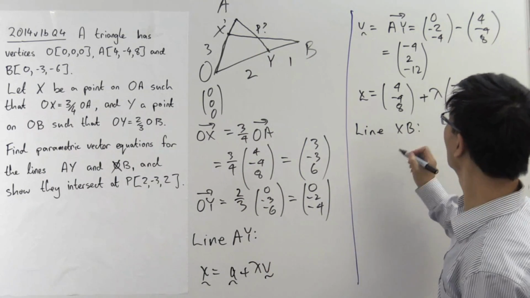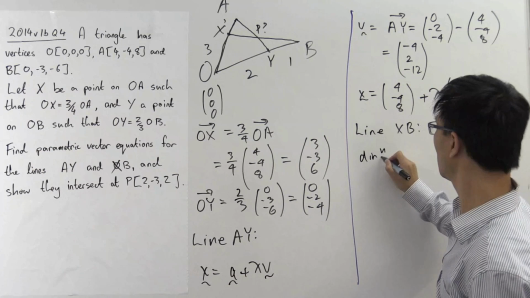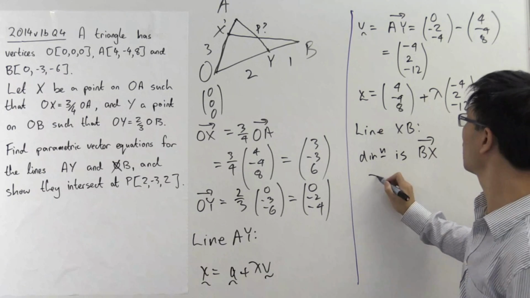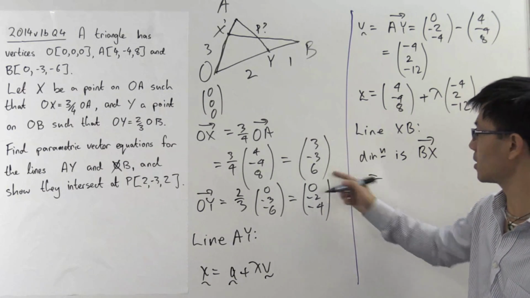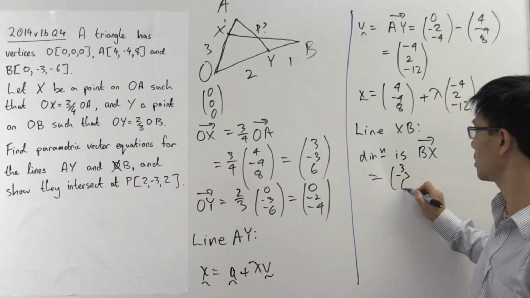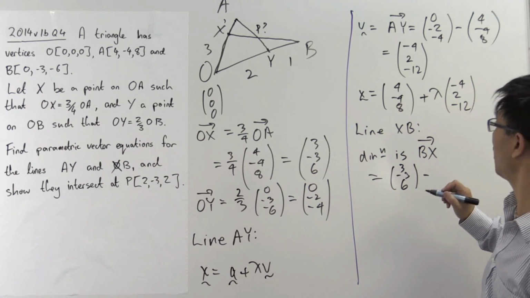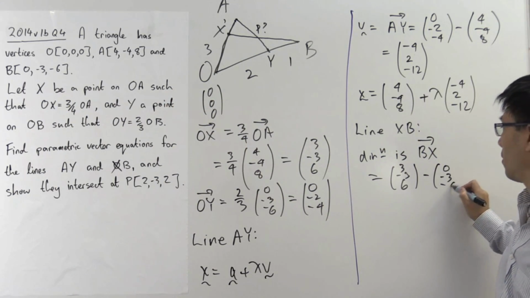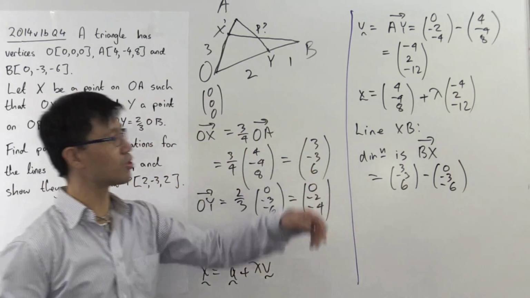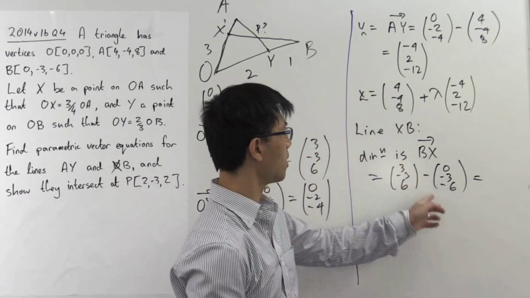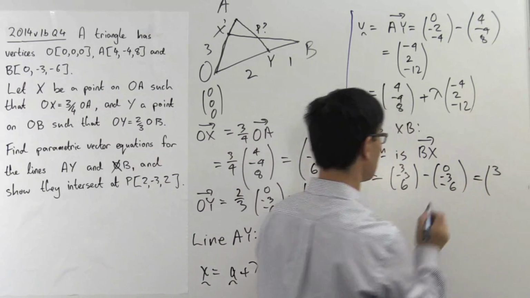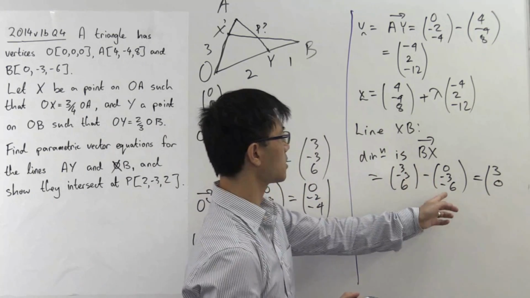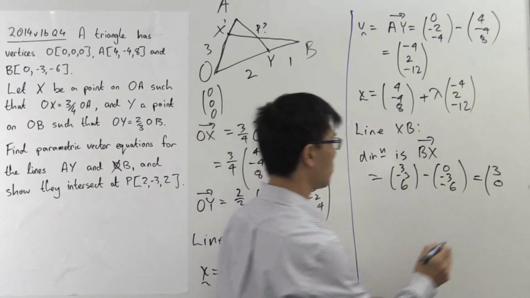So the direction is, let's do BX. So that's the coordinates of X, (3, -3, 6). And then you have to subtract from that the coordinates of B, which is over there, (0, -3, -6). Okay, so just do the subtraction. 3 minus 0 is 3. -3 minus negative 3, they're the same, so it's 0. And 6 minus negative 6, so that's 12.